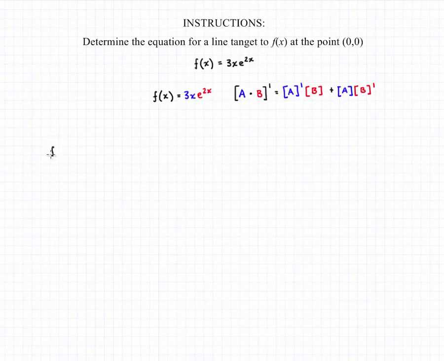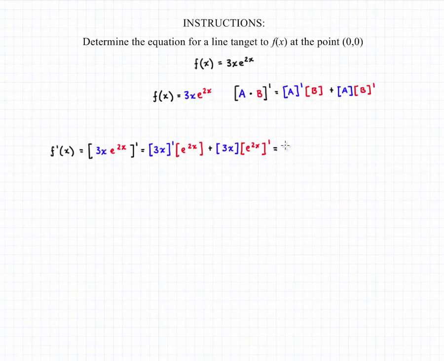So in this case, we're looking for f prime of x, the derivative of our function. And our first piece is going to be represented by 3x, and our second piece, or our b, will be e to the 2x. Now if we substitute this in, we'll end up with 3x prime, or the derivative of 3x, times e to the 2x, and then we're going to add to that 3x times the derivative of e to the 2x, or e to the 2x prime.